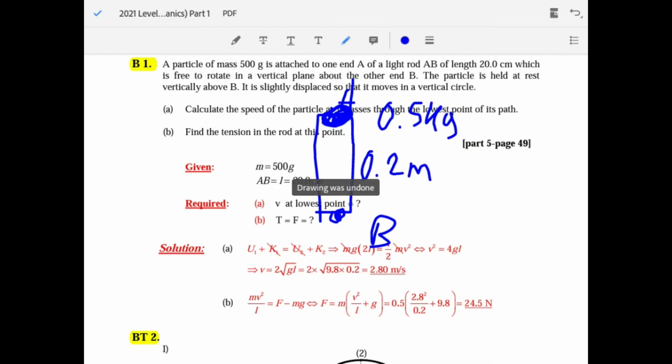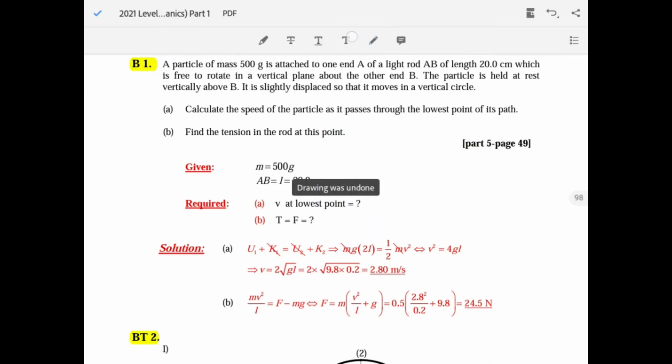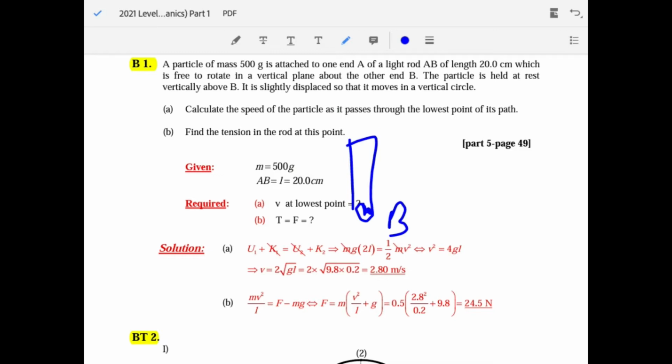Calculate the speed of the particle as it passes through the lowest point of its path. So you have B and the rod A, and you have a mass. Lowest point on its path, as in here, when the rod goes down. So how do you find the speed?